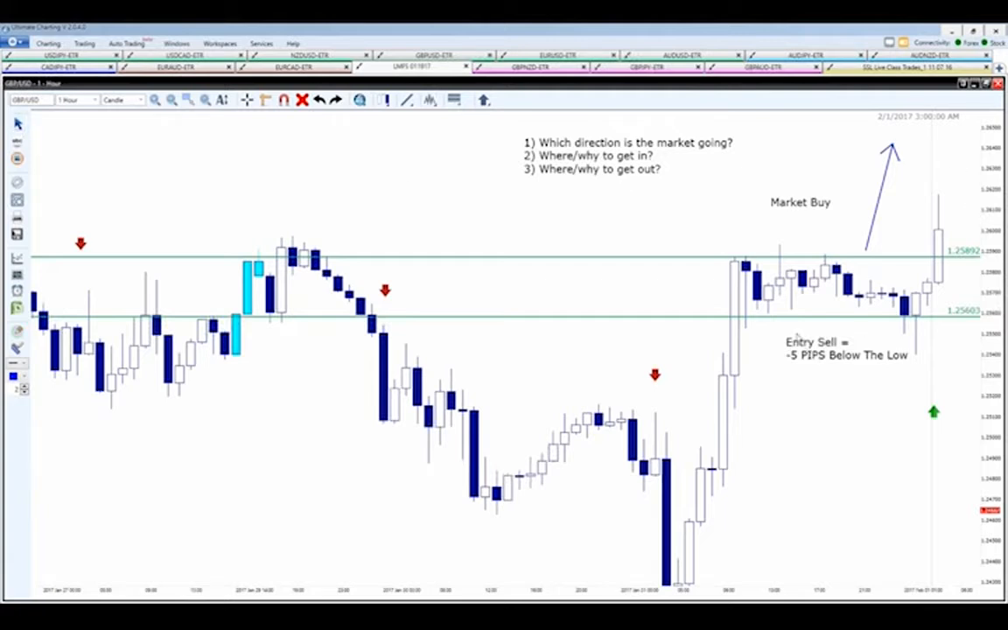So we're buying into the market, so we're not looking to sell the market. So the first order of business is to come in here and cancel the opposite order. We don't want to sell the market. We're buying the market here. So we've answered question number one, which direction is the market going, and where and why do we get in? We got in 10 pips above the high of that 3 a.m. candle.